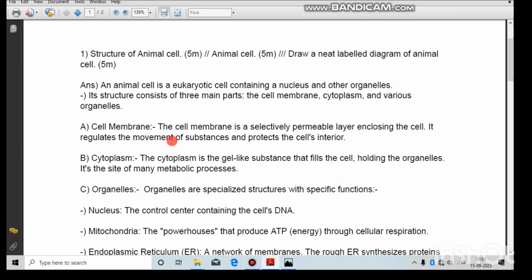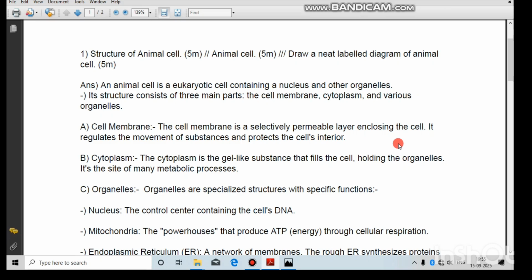Now we will discuss these three parts one by one. The first part is the cell membrane. It is a selectively permeable layer enclosing the cell. It regulates the movement of substances and protects the cell's interior. Students, the cell membrane acts as a protective layer of our cell. It will selectively allow only those substances inside the cell which are required by the cell and which are safe for the internal environment of the cell. The substances can be ions, water, oxygen or some nutrients, guys.